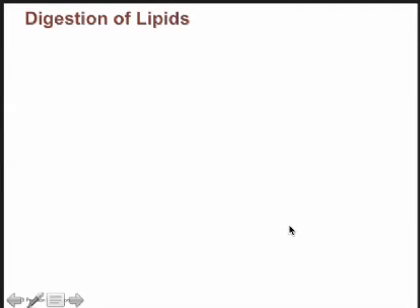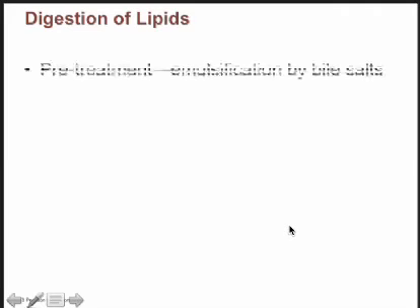Okay, lipids are a little different. Lipids present a challenge because of their size and because of their hydrophobicity. So there are two secretions that help us to break down the fat component in the food that we eat, and that's the bile that comes from the gallbladder, and then the lipase that comes both from the salivary glands and from the pancreas. So when we're in the stomach, the fat that's in the stomach is going to enter with the chyme into the duodenum.